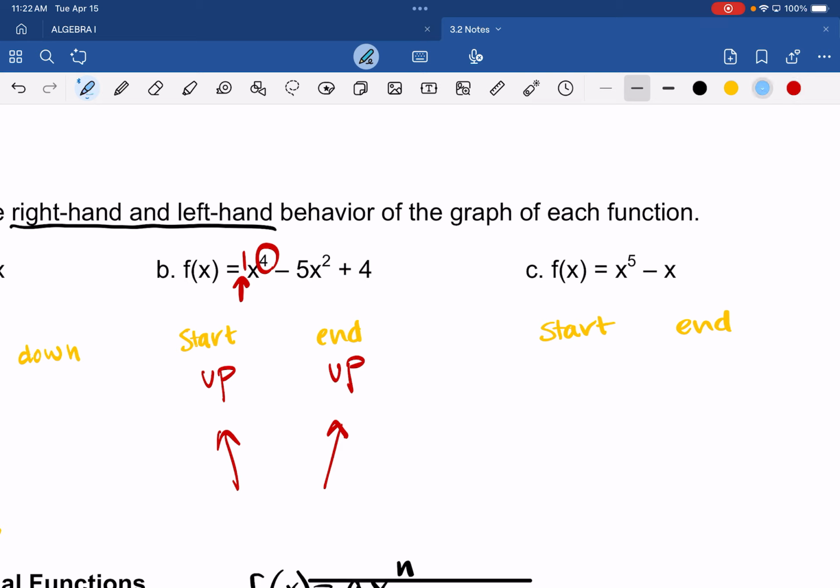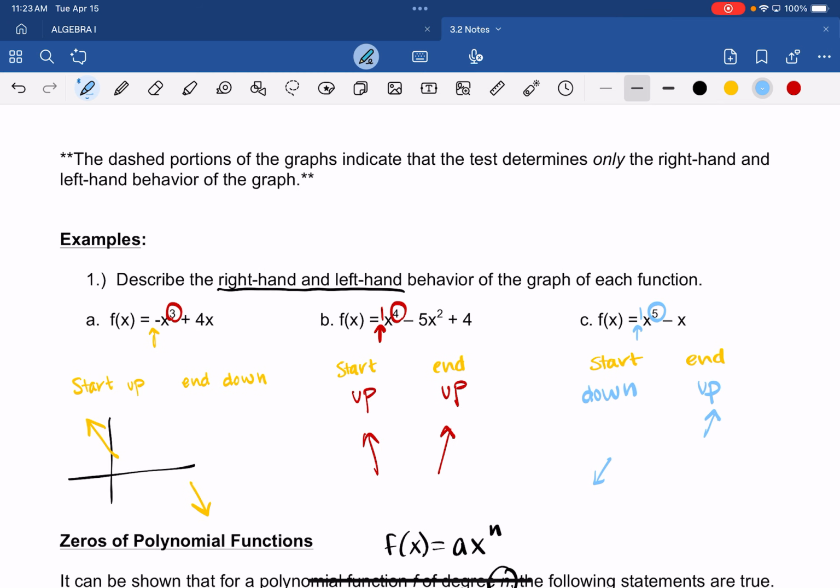All right, C, I have an odd exponent, so I know that my end behaviors are going to be what? The same or different? Different. I have a leading coefficient of a positive 1, so what's it going to be? Start up or start down? Start down, end up. Okay? So again, I have no idea what happens in here. I don't know that yet. You will by the end of today. Okay? But we know our end behavior.